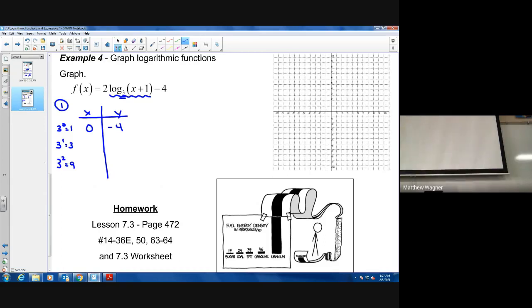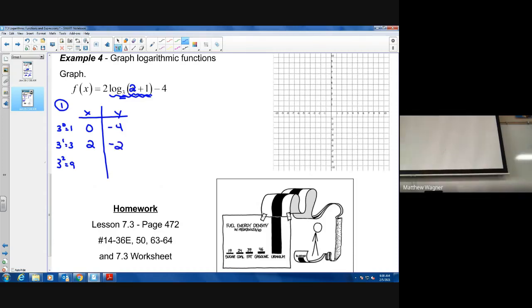Question is, how do I get my log to be a 3? Well, if I plug in a 2, 2 plus 1 is 3. Log base 3 of 3 is 1. 3 to the first is 3, right? So log base 3 of 3 is 1. 1 times 2 is 2. 2 minus 4 is negative 2.